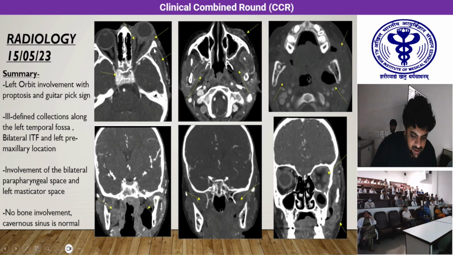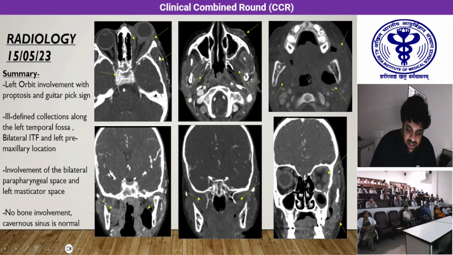So this is the initial scan at presentation. Here we can see in the axial sections there is involvement of the left orbit. Both the intraconal as well as the extraconal fat and the extraocular muscles are involved with thickening and fat stranding. There is some enhancement surrounding the optic nerve sheath as well. And there is a classic guitar pick sign. This, with proptosis, occurs when there is raised intraorbital pressure.